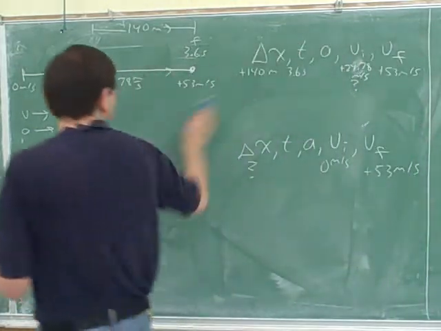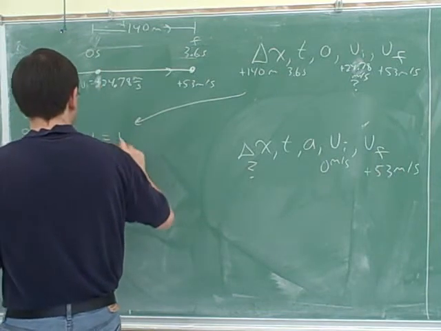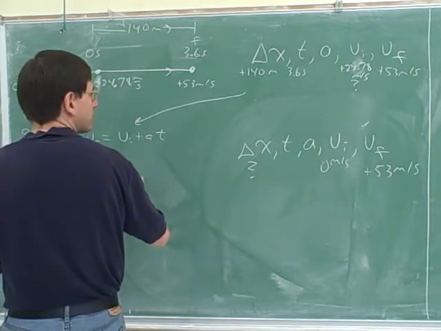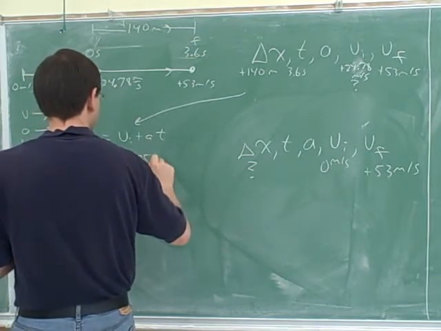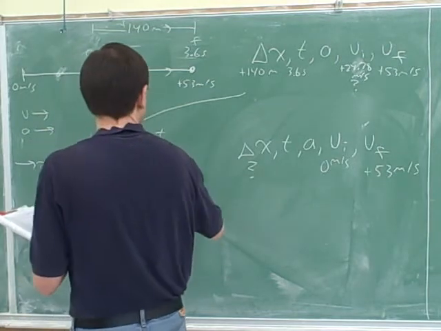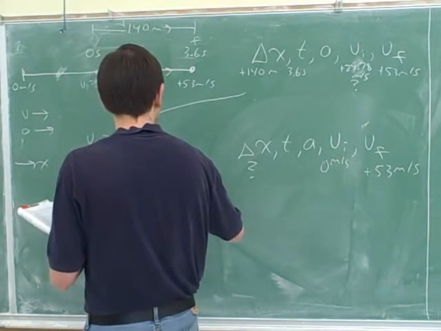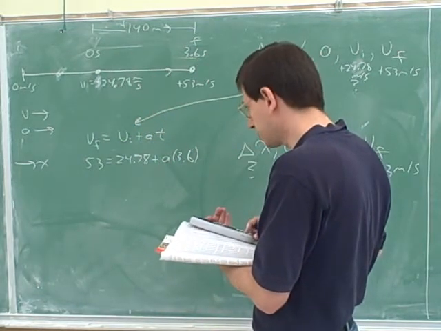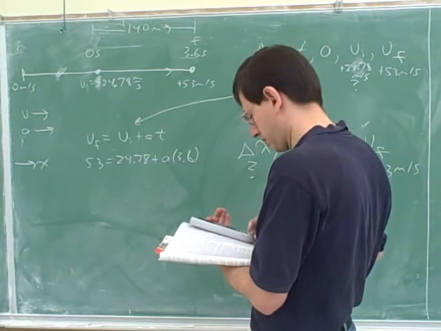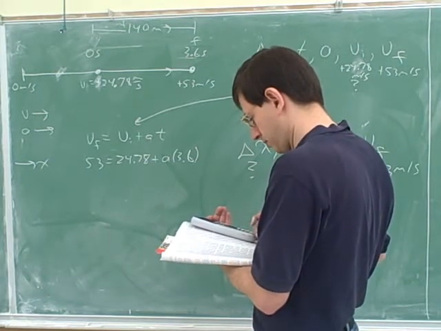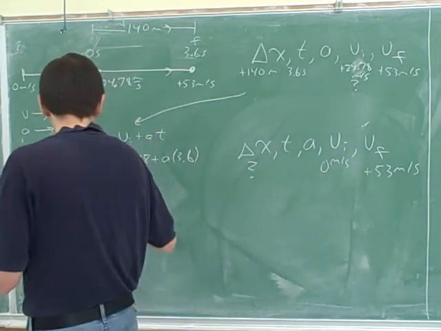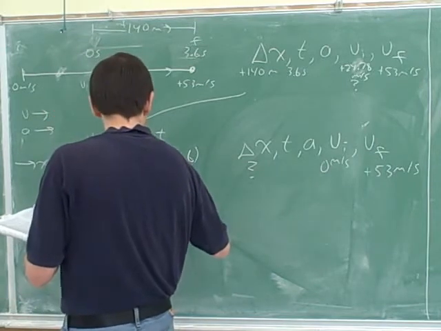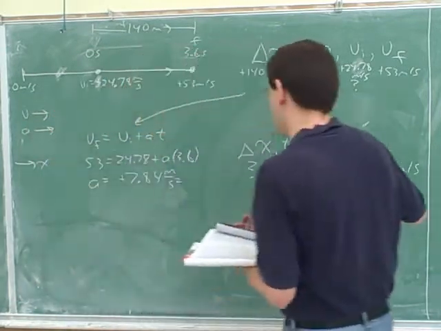Okay, good. So for this, we have v final equals v initial plus at. So that would be 53 equals 24 plus 78 plus the acceleration times 3.6. So solving that algebraically, you would get 7.84. That's what everyone got? Did that come out positive or negative? Positive. And is that what we would expect? Yes. Yeah, because this is a problem where we're speeding up.